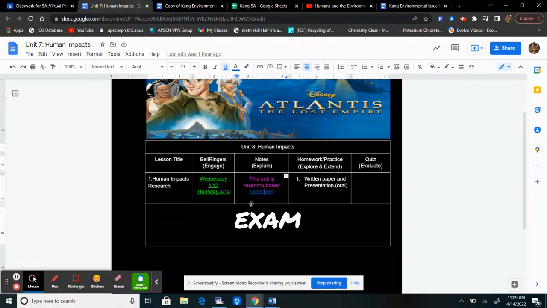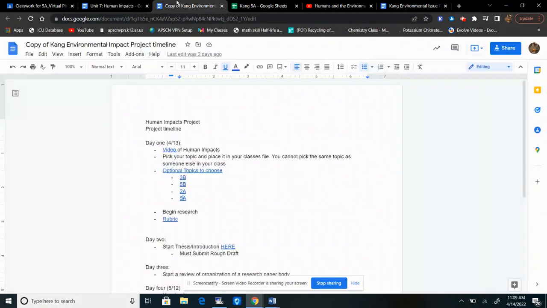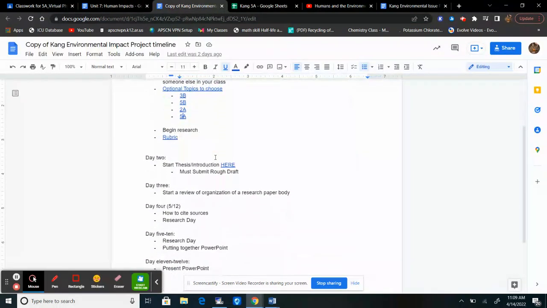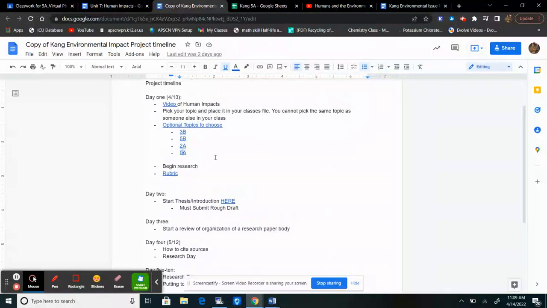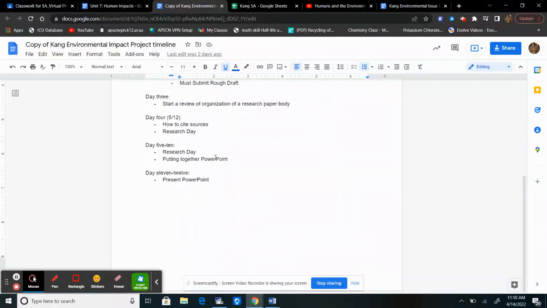Now, for the entire project, you can see the directions here. All you can do is simply click on the directions, and it'll take you to this timeline right here. This project is based on a total of 12 school days that we are here. So this will take us to about the middle of May. So 12 A days, that's about the middle of May.